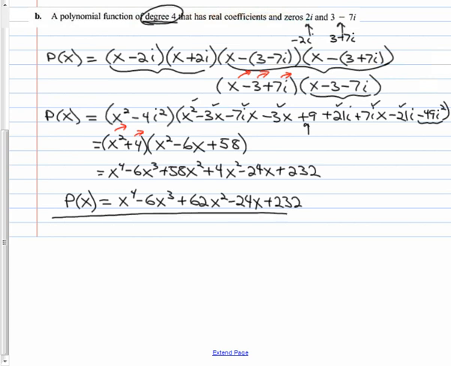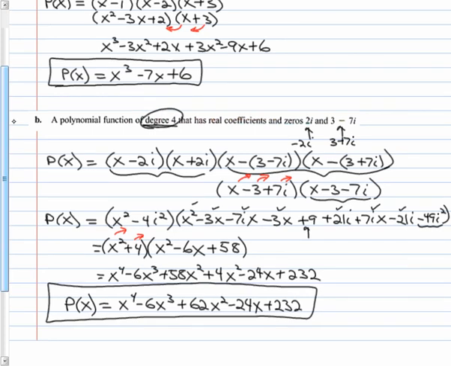There is a what degree polynomial? 4th degree polynomial that came from, check, these two zeros and their conjugates.